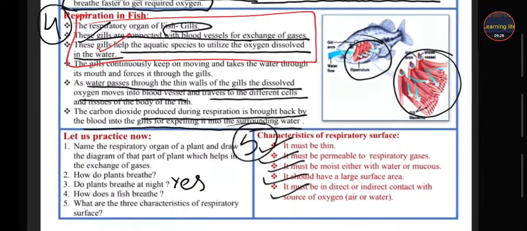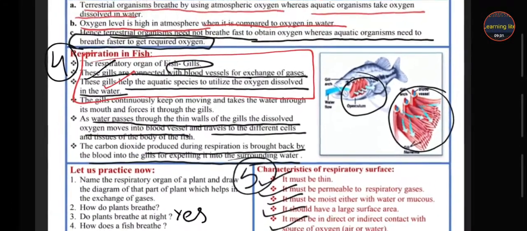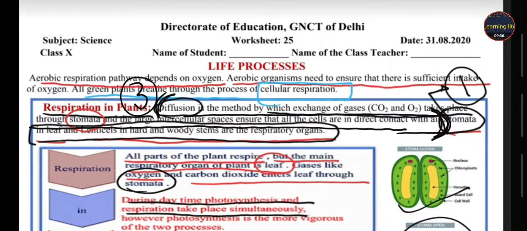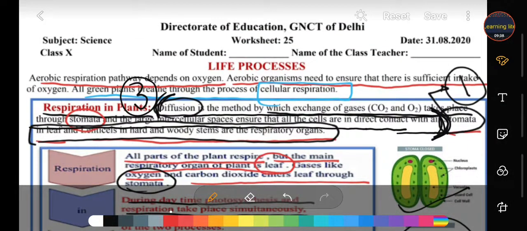Okay students, and the fifth question I explained to you earlier. I think this worksheet is clear to you, how respiration occurs in the plants and fish.